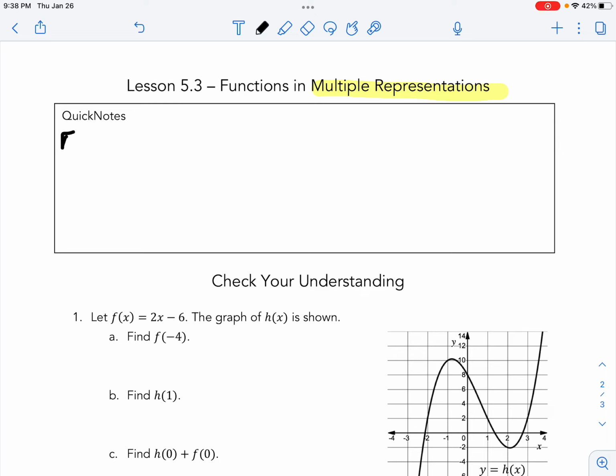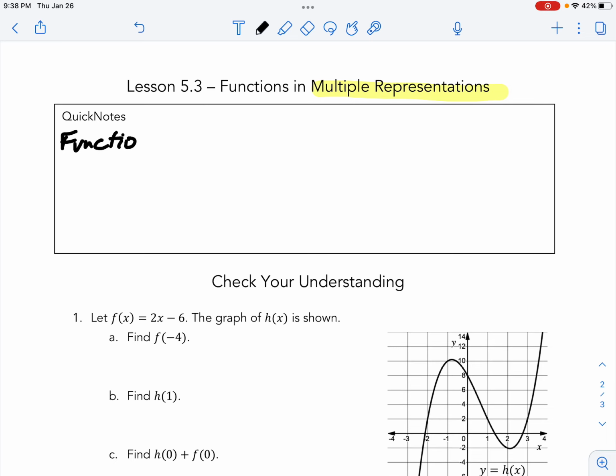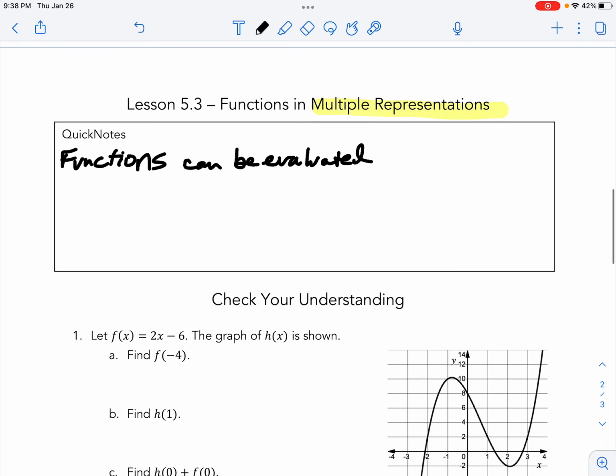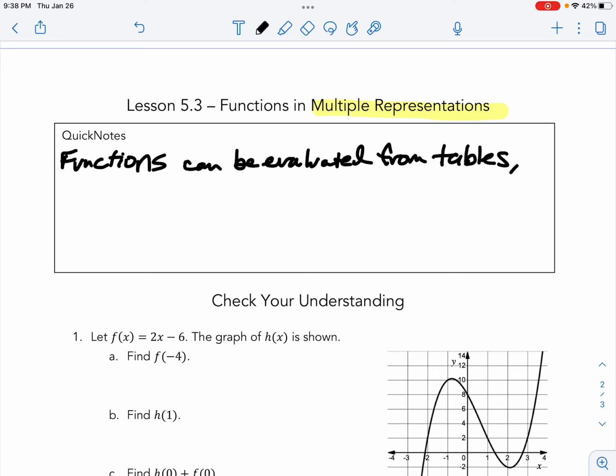So generally speaking, we have three ways that we really view functions, and we can use those functions to evaluate, and that would be from tables, graphs, or an equation.